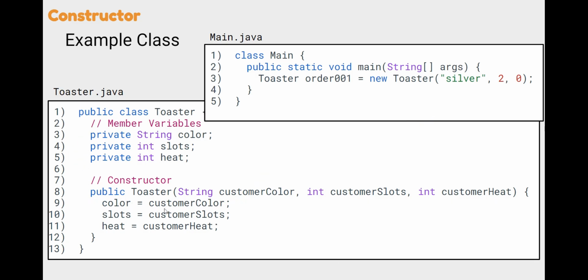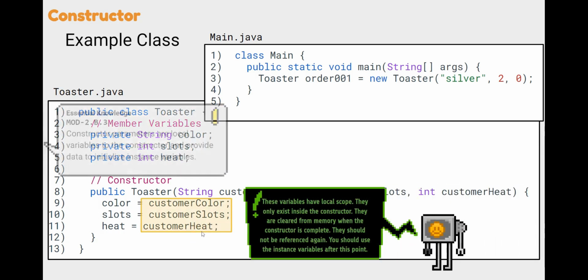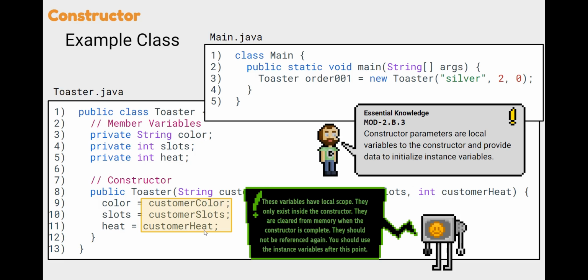If we look in that constructor and see customer color, customer slots, and customer heat, those variables have what's known as local scope. They only exist inside the constructor. They were declared as parameters of the constructor, and they will only stay in memory until the closing curly brace of that constructor. They have a very short lifespan in memory.